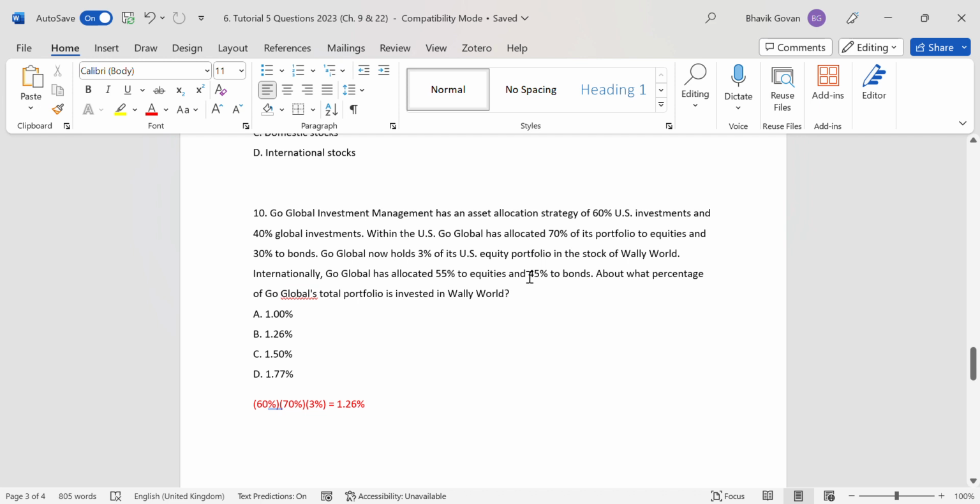So Wally World is a US equity. Okay, so we'll say 60% because that's what's invested in the US. And then within the US, they've got 70% to equities. And then of that 70%, 3% is invested in Wally World. So it'll be 60% times 70% times 3%, giving us a total of 1.26%.